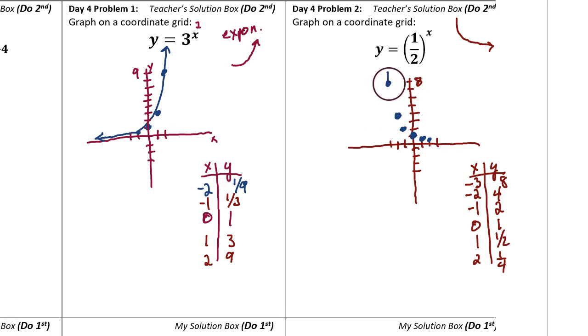Now we can draw in our curve. As you travel to the right, it will get closer and closer to the x-axis without actually touching it. The x-axis is an asymptote line.